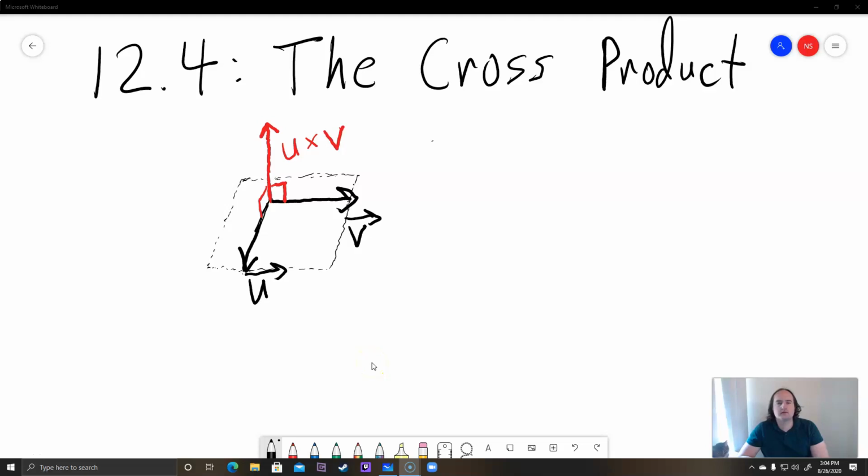Hey guys, this is a video on section 12.4, the cross product. The cross product is actually a vector, u cross v. We say u cross v, and it looks like u times v, and that's this red vector here. And u cross v is gotten from u and v by taking the determinant of a matrix.